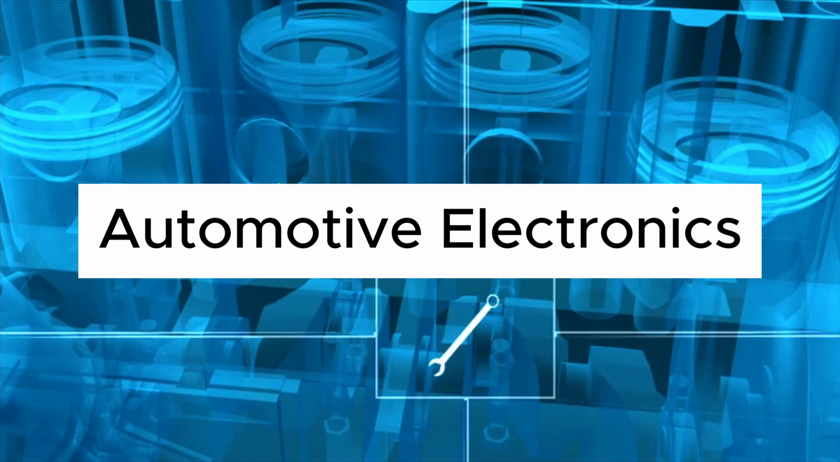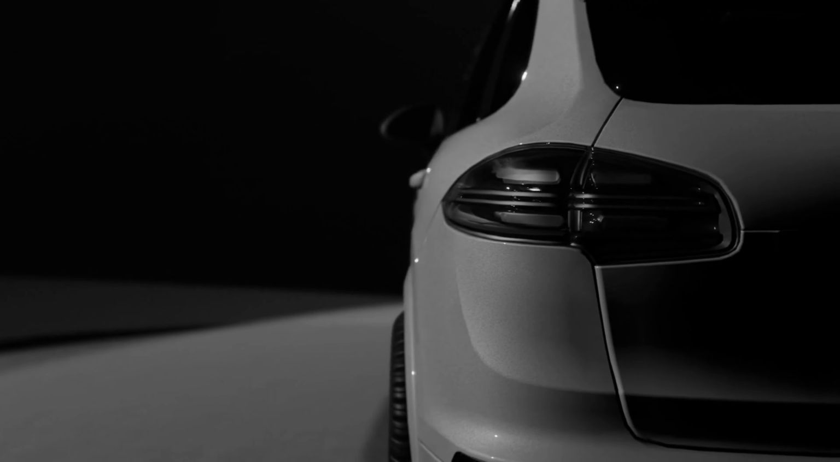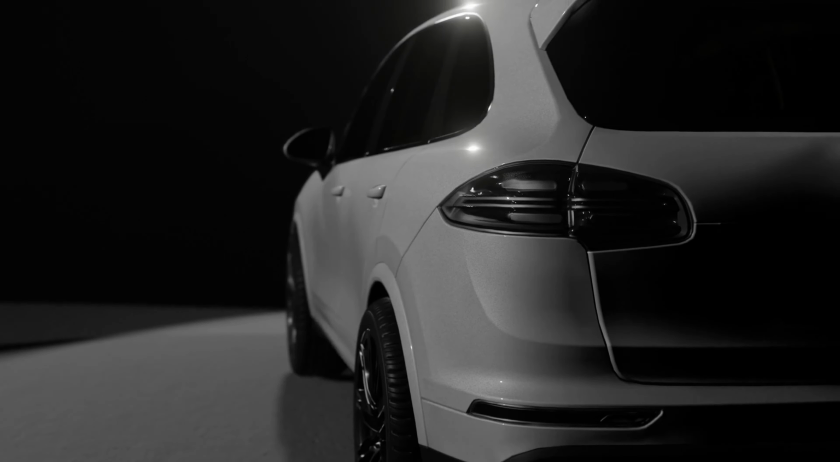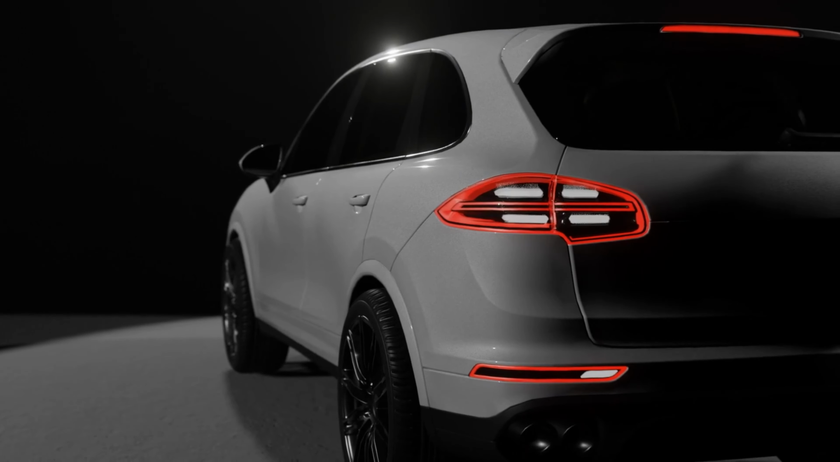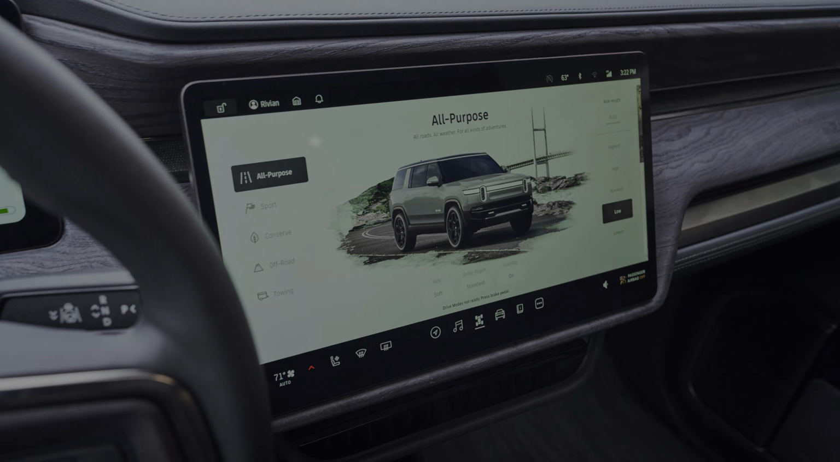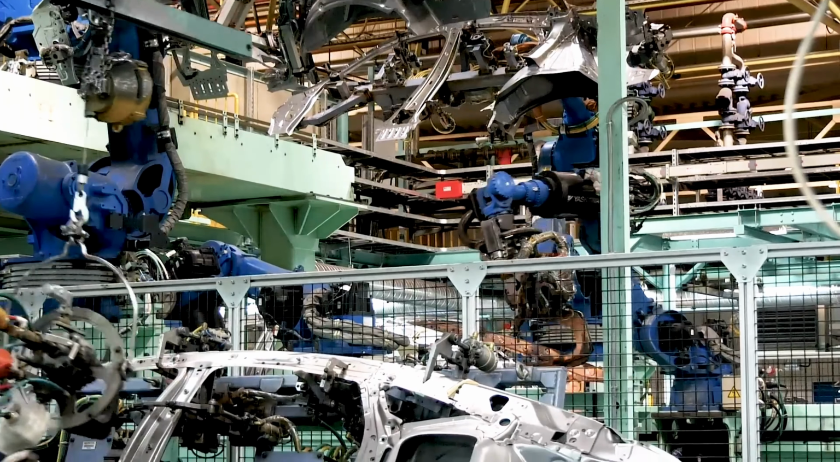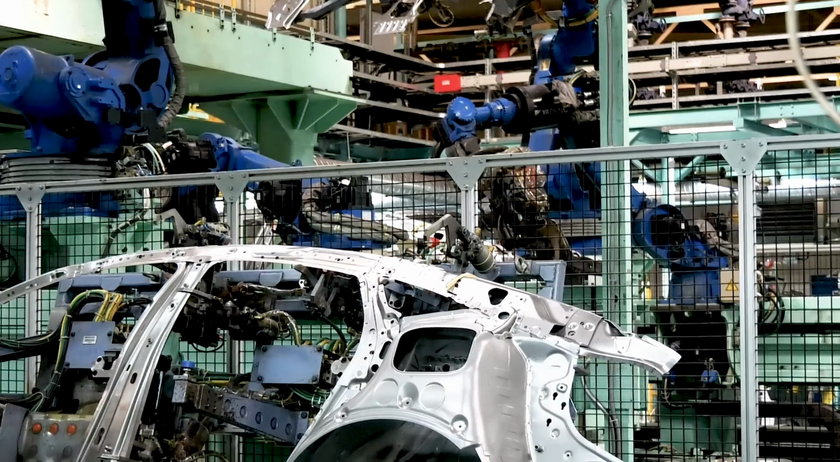Number 7. Automotive electronics. Automotive electronics specializes in electronic systems used in vehicles. The key components include engine control units (ECU), sensors, and infotainment systems. The applications of automotive electronics include engine management, safety systems, and in-car entertainment.